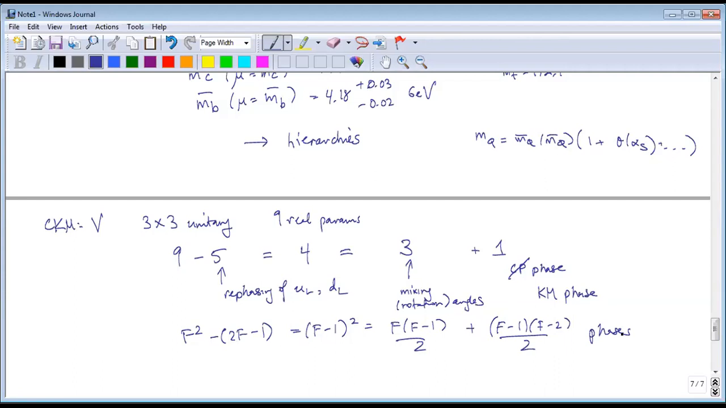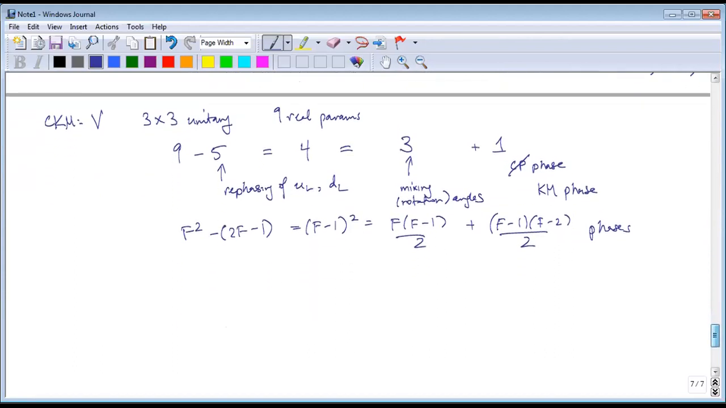If F equals 2, there would only be 1 parameter left, and that's just the mixing angle that goes by the name of the Cabibbo angle, and there'd be 0 phases. So we have no CP violation for 2 families, only for 3. So this goes back to the earlier question.